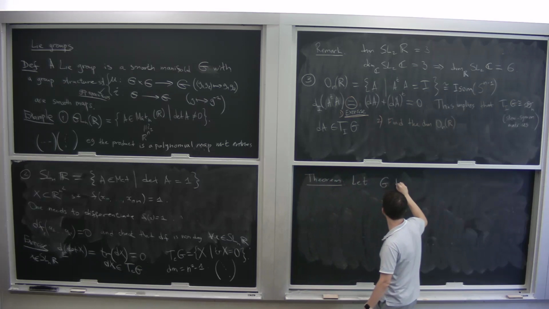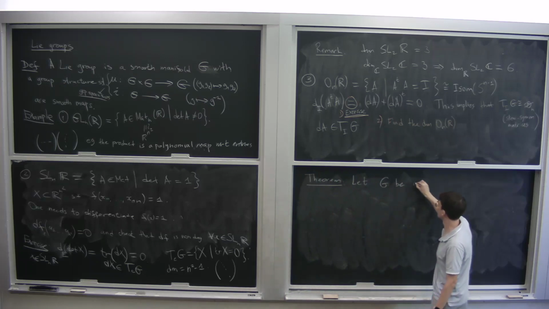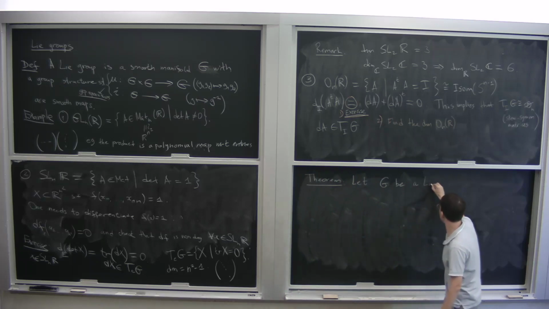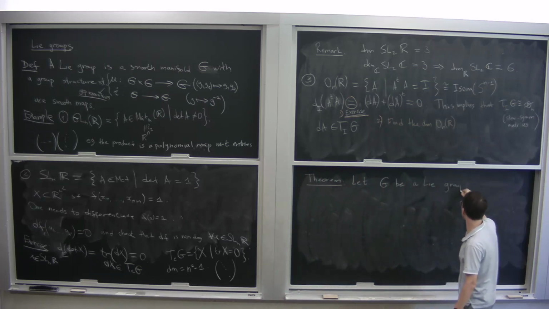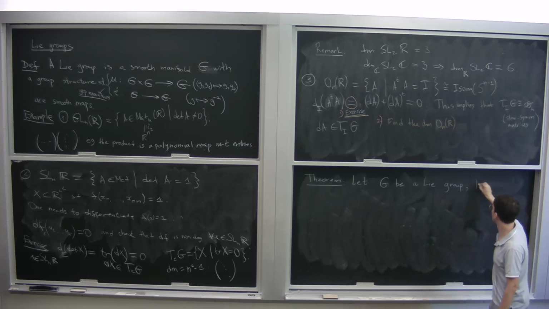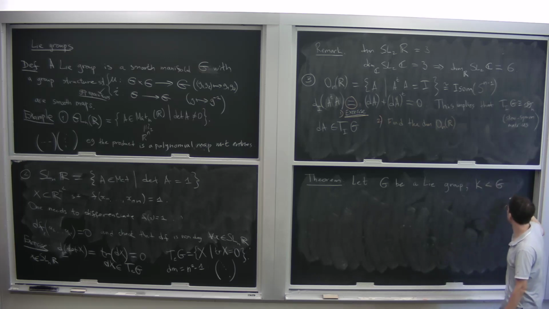Let G be a... Okay, which conditions do I need? Okay, let G be a Lie group. Probably sometimes it is chosen to be connected, but actually we don't need it. Let G be a Lie group, K is a compact subgroup.